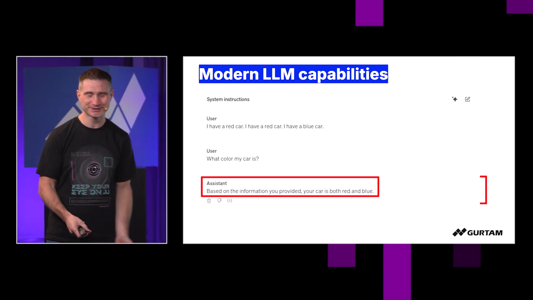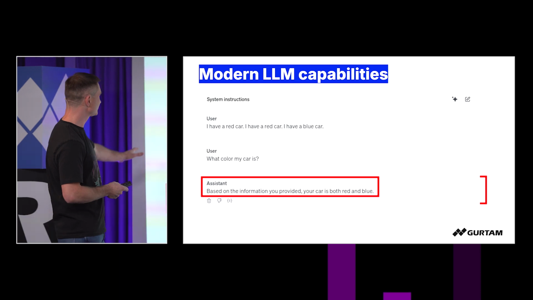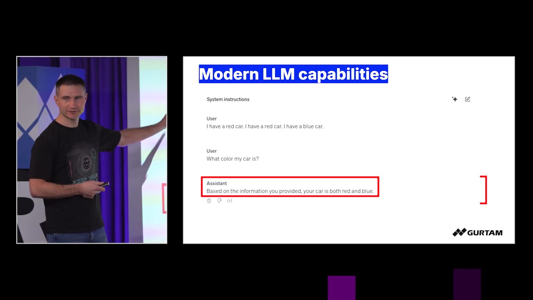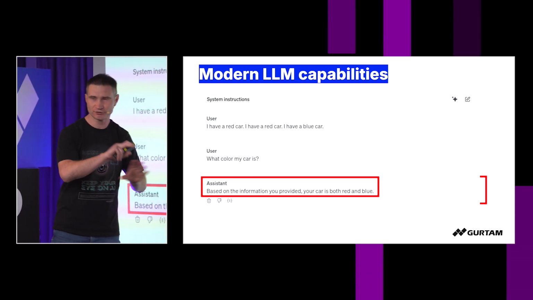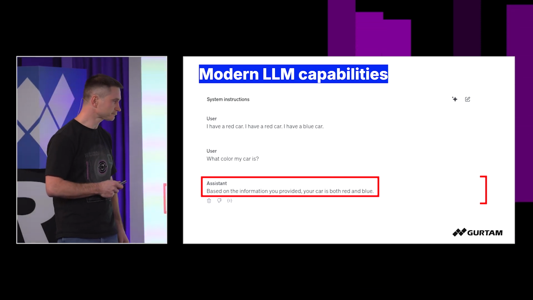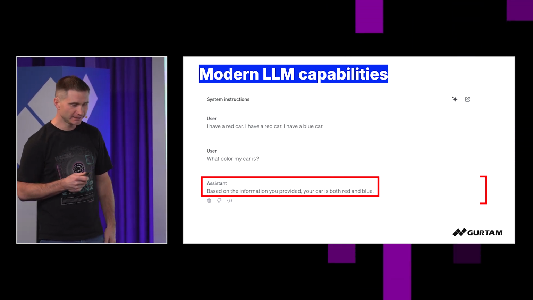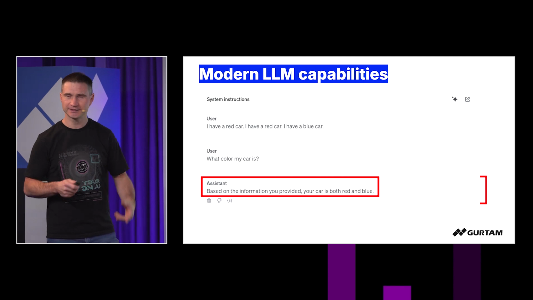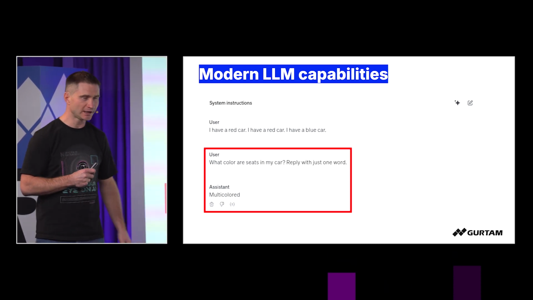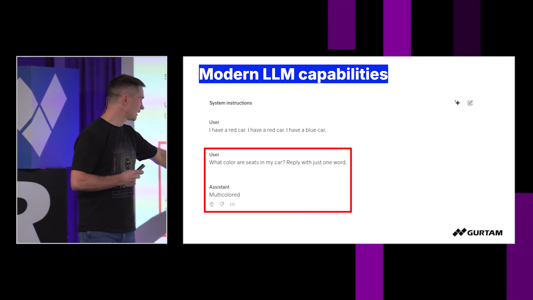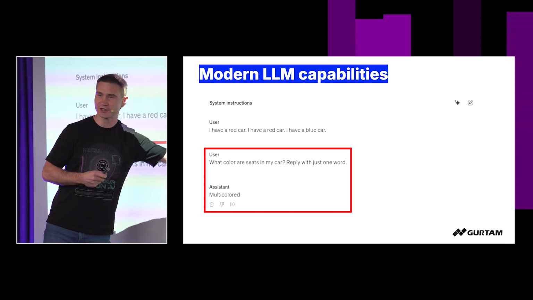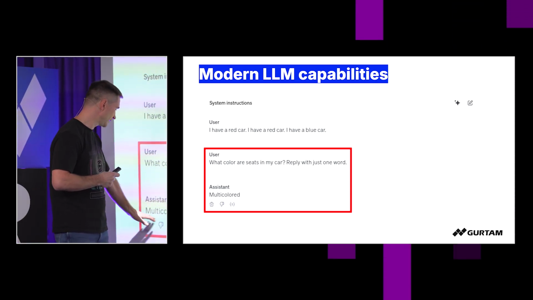This is how it works. It's a super dummy model, but it operates only on what you send it in the context, plus some general knowledge to understand the links between words. Then I made another experiment. I asked it a question: What color are seats in my car? Reply with just one word. And it replied, multicolored.